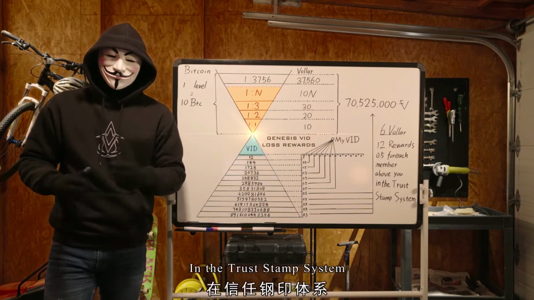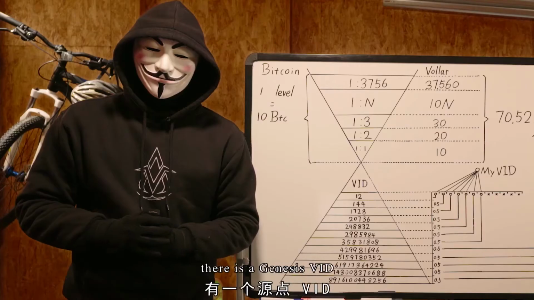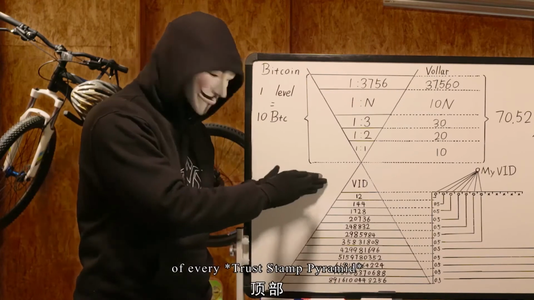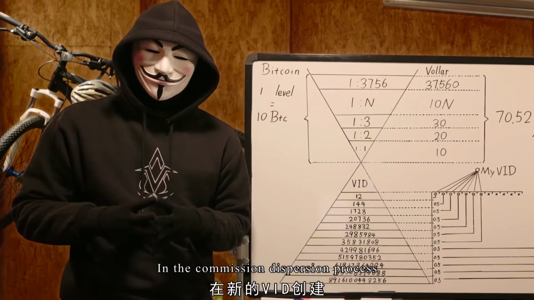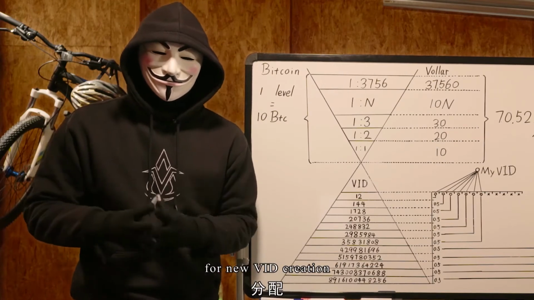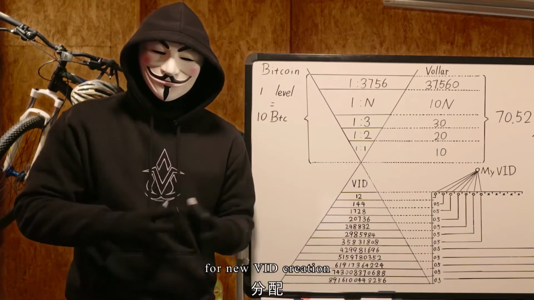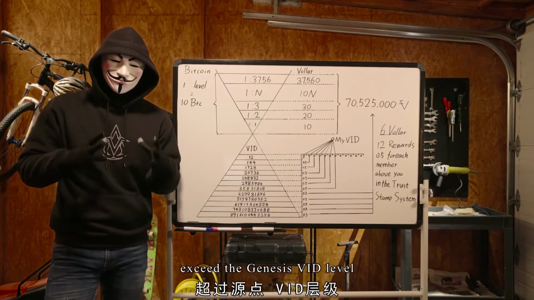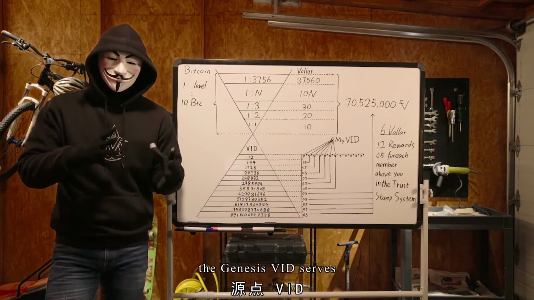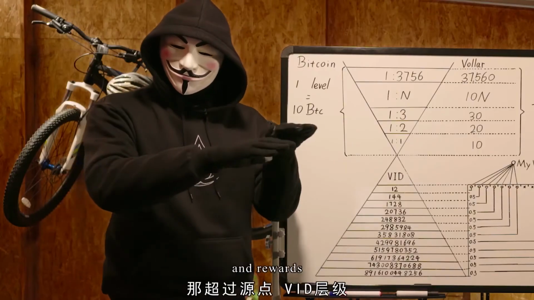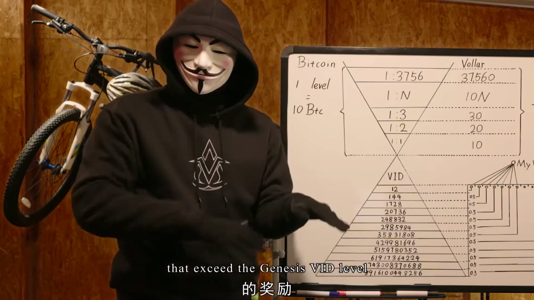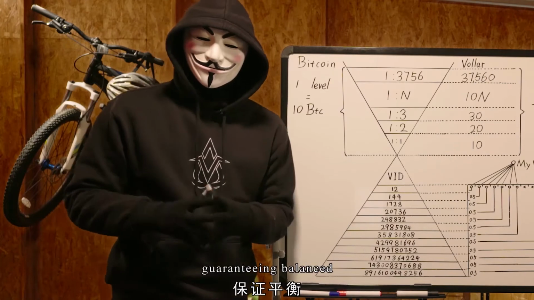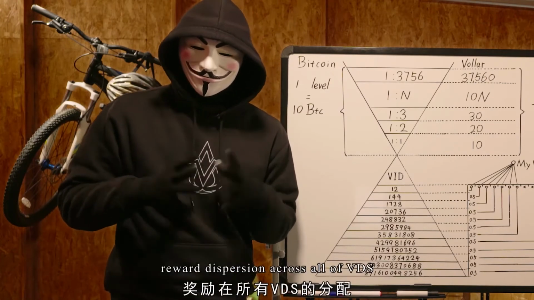Now, lastly, the last source of Voller in the Resonance V pool is Genesis VID loss rewards. In the trust stamp system, there is a Genesis VID at the top of every trust stamp system. And in the commission dispersion process for Bitcoin, smart contracts and new VID creation, when rewards or commissions dispersed exceed the Genesis VID level, this Genesis VID serves as the top level, and rewards that exceed this Genesis VID level are automatically directed into this Resonance V pool, guaranteeing a balanced reward dispersion across all of VDS.